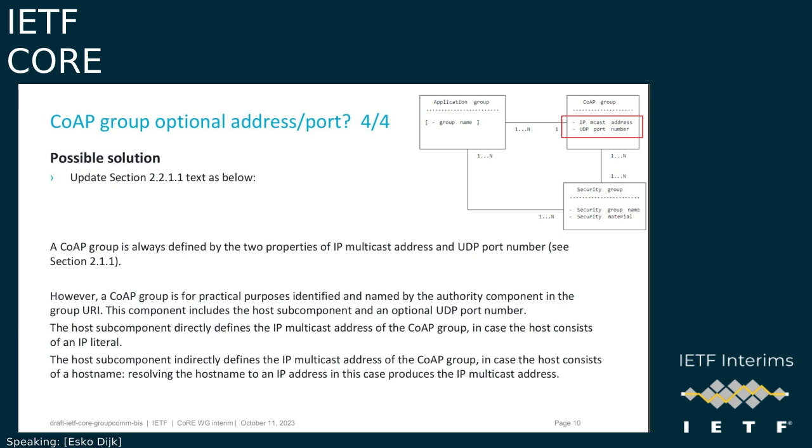So we'd like to update the text, and there's a detailed proposal given here. First we say that the co-op group is always defined by two properties: an address and a port. But for practical purposes, it's identified and named by the authority component in the group URI. And then we explain that this authority component contains the host and an optional port number. I think this text still needs a little bit of simplification because it reads a bit awkwardly, with long sentences and repetition.